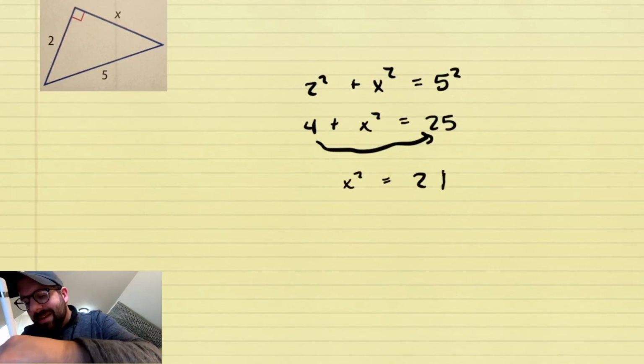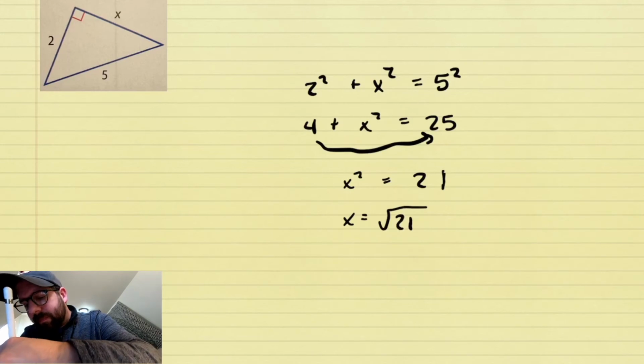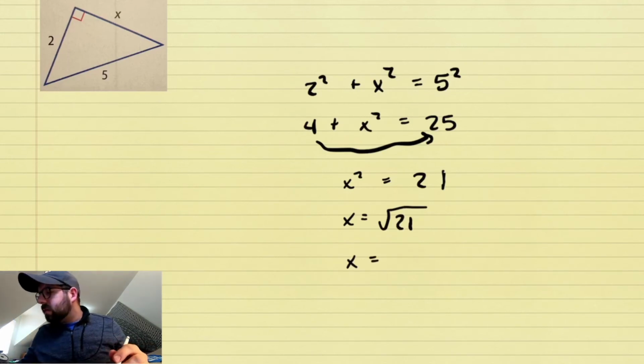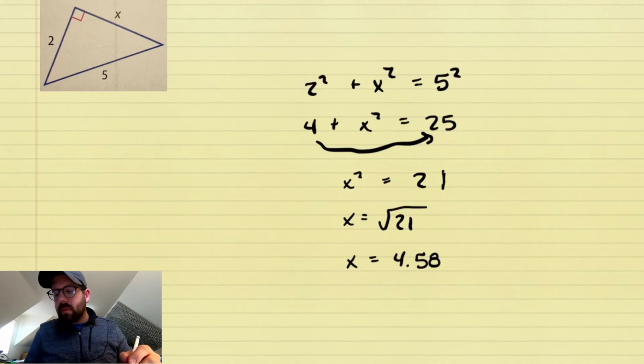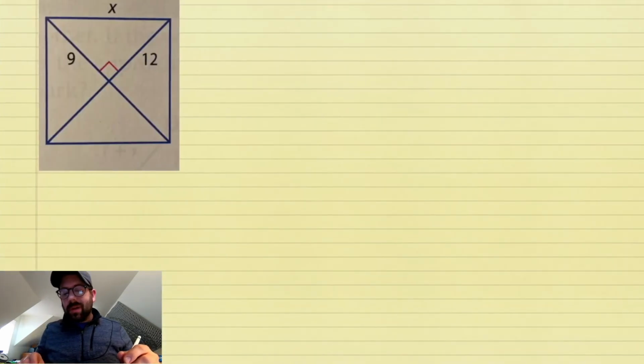Okay, and then I take the square root of that. 21. So square root of 21, what is that? Square root of 21, 4.58. Okay, so there you go. Let's jump into the next one here.